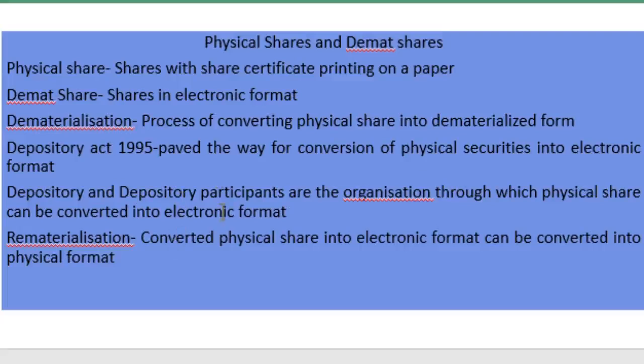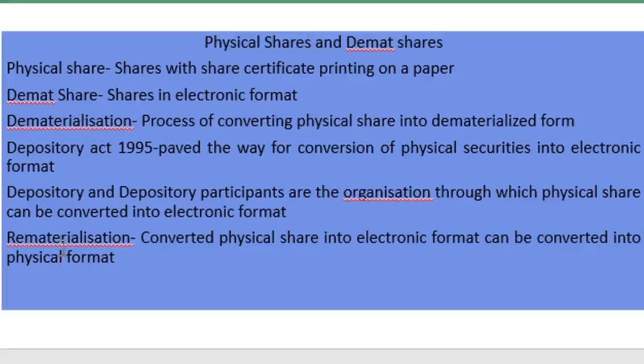Depository and depository participants are the organizations through which physical shares can be converted into the electronic format. That is, these conversions can be done by the depository and depository participants. Then there is another term, rematerialization. We have already seen dematerialization, which is the conversion of physical share format into electronic format.